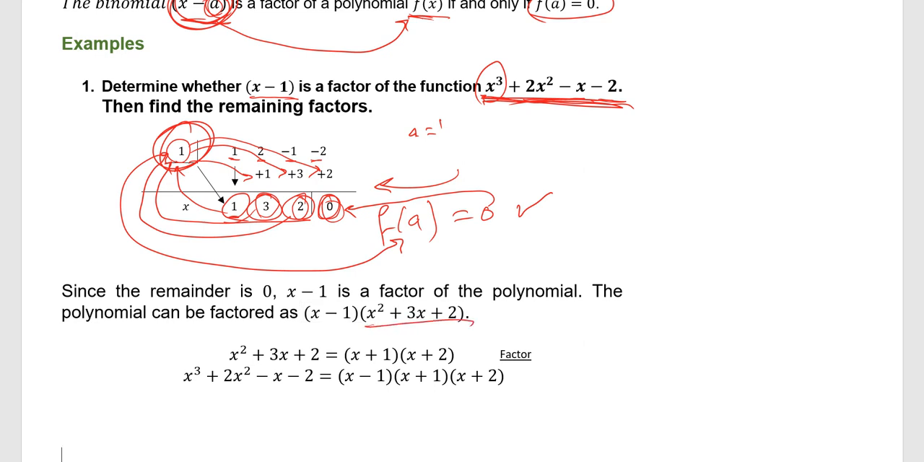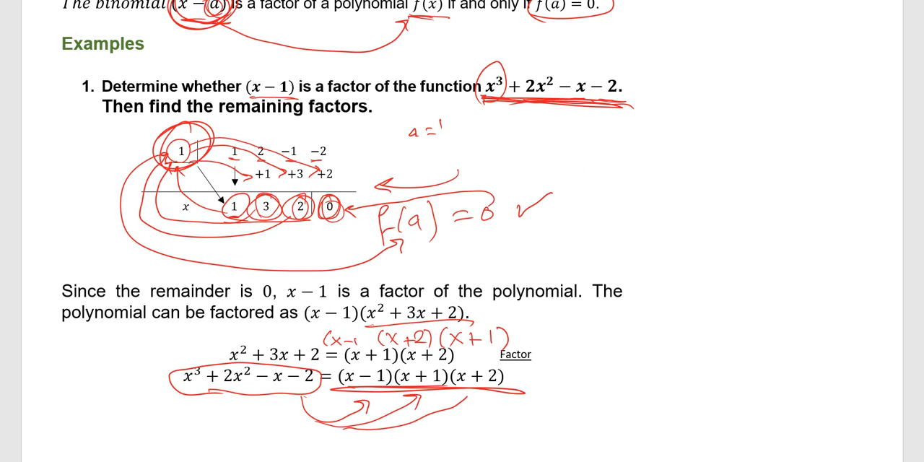And of course, we can factor this out further. We get x, and x, and then the factors of 2 that add up to 3 are 2 and 1, plus, so we end up with this times, of course, the original factor. So this polynomial factors to x minus 1, x plus 1 times x plus 2.